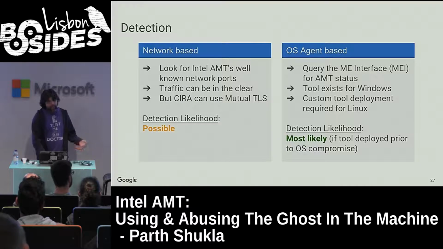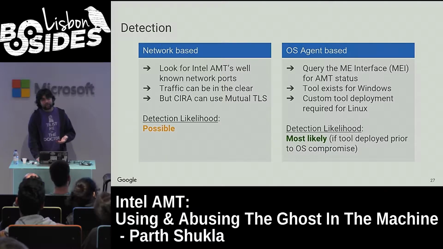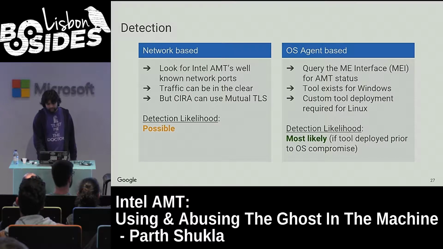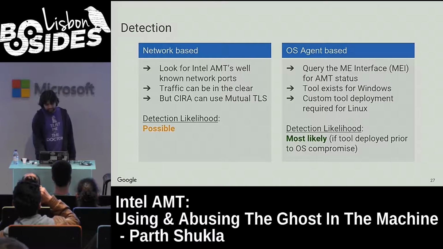The second option is to have an OS agent running on your OS. The OS agent can talk to the ME interface and query the state of the AMT and ask, is this enabled? Is this provisioned? And if it's provisioned, then you can have a signal. If the attacker already controls the OS when your agent is running, they could fake the response. So the tool needs to be deployed prior to OS compromise. If it's deployed at reimage time, for example, then you're good. For Windows, this is not too hard because there's existing tooling that Intel has made available. For Linux, it's a bit of effort because you need to write some custom tooling.